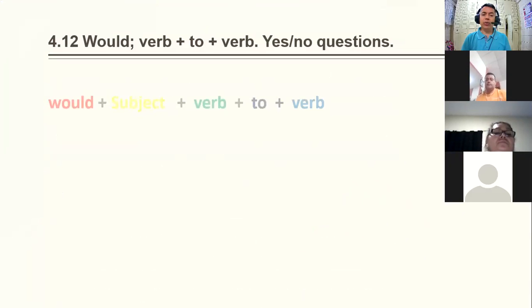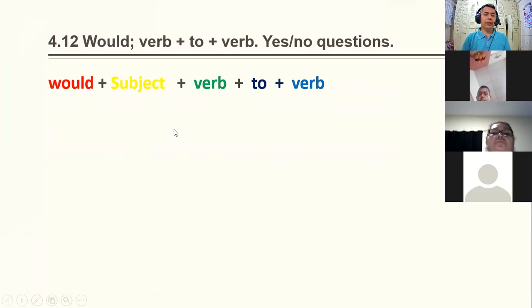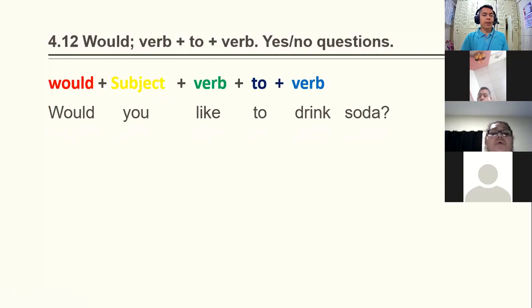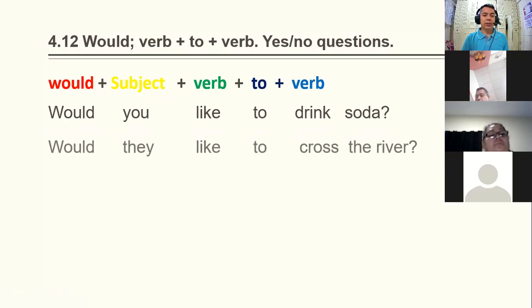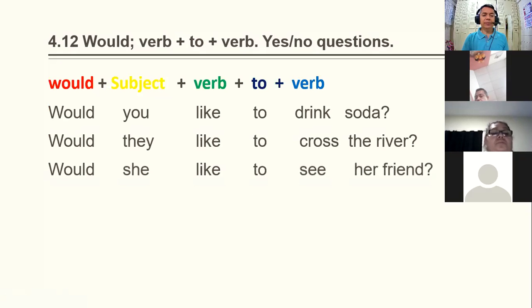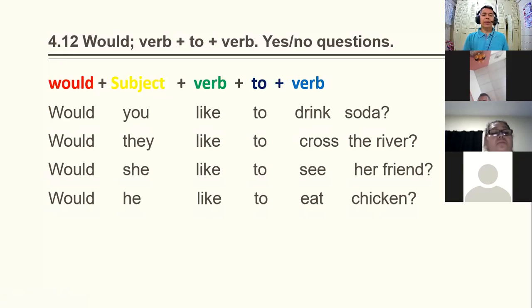Yes, no questions. How to make yes, no question with would? So we have the modal would, the subject, the verb, the preposition to, and the verb, right? So to the difference of the other sentence, here we don't have subject and would. We have would and subject. So we cross, right? We switch, we change. For example, would you like to drink soda? This is the invitation, right? Would they like to cross the river? Would she like to see her friend? Would he like to eat chicken? So this is the invitation, right? ¿Le gustaría, right?